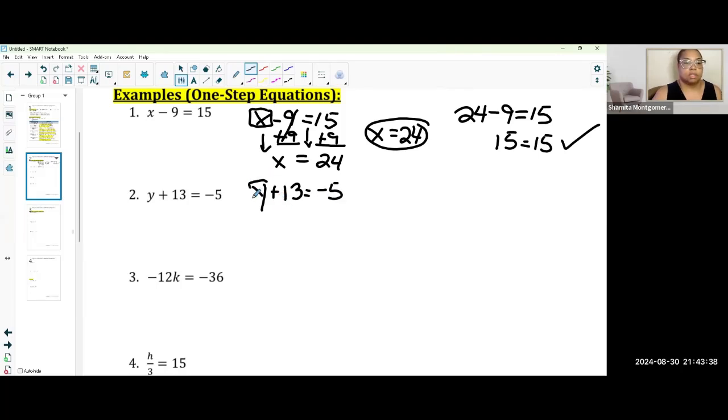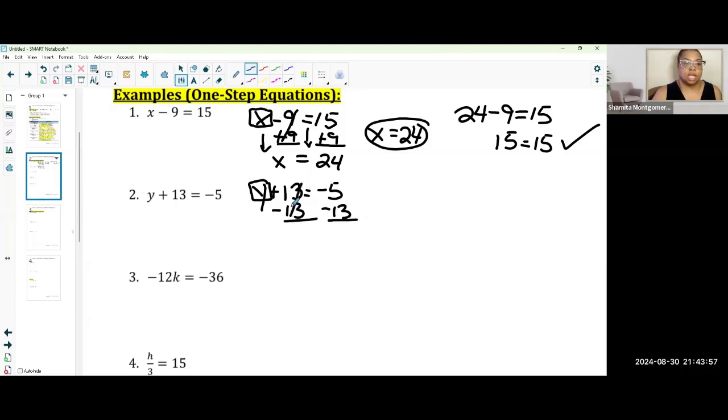So in this case, to get the y by itself, we're going to do the opposite. We're going to get rid of this plus 13. So we're going to do the opposite, or the inverse. Since we're adding, we're going to do the opposite. We're going to subtract 13. Then since we're doing it on the left, we have to do it on the right.